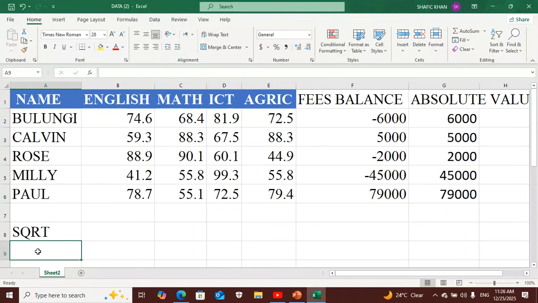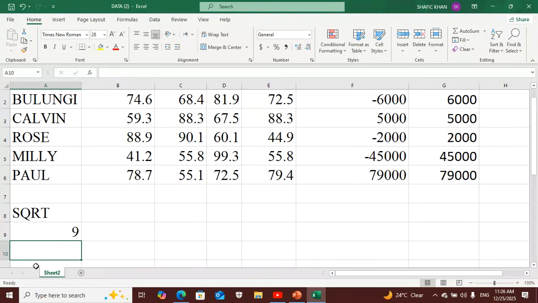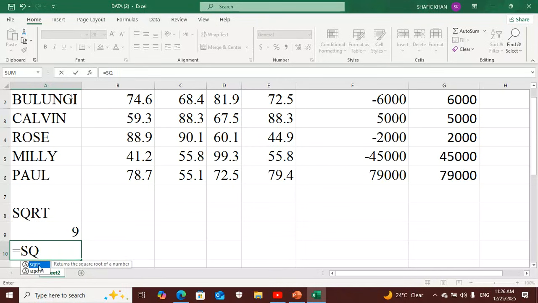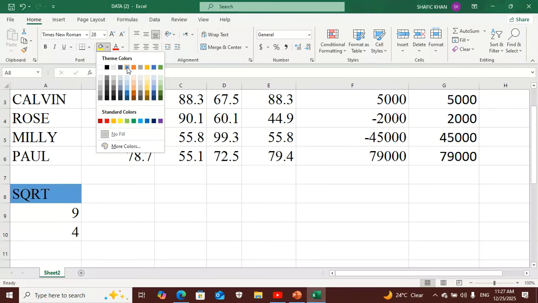Maybe we would love to talk about the square root of, equals SQRT. This returns the square root of a number. For example, 81, okay? Of course, that is 9. The number multiplies itself to get this. We can try it again. Maybe we may talk about 16. The square root of 16. Of course, that is 4. This is how we are getting the square root.